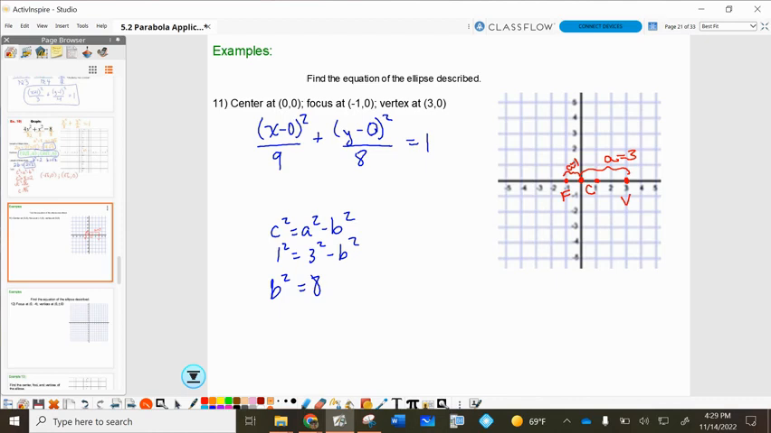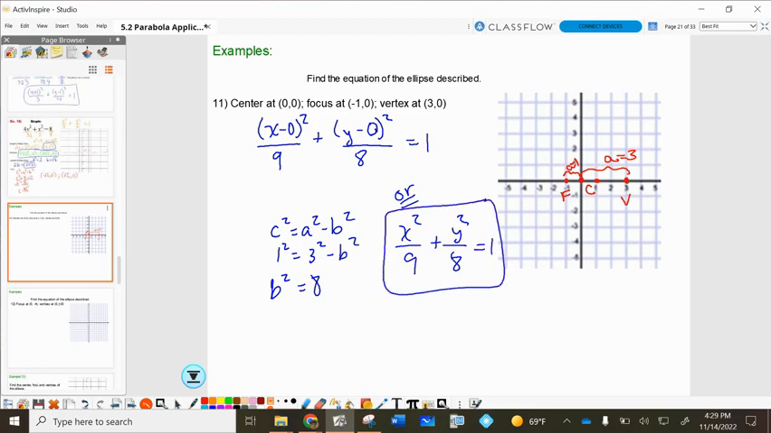And they only wanted the equation, so we're actually good to go there. We could leave it like that, or we could write it, if you prefer, as x squared over 9 plus y squared over 8 equals 1. Either one would be okay.